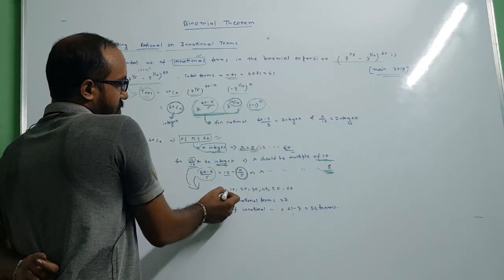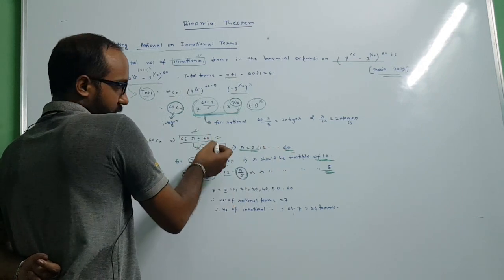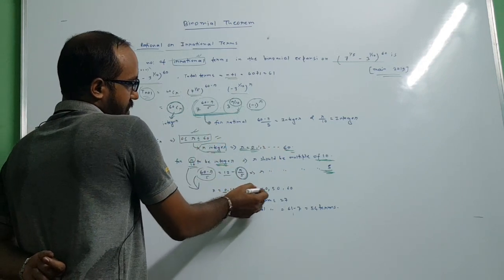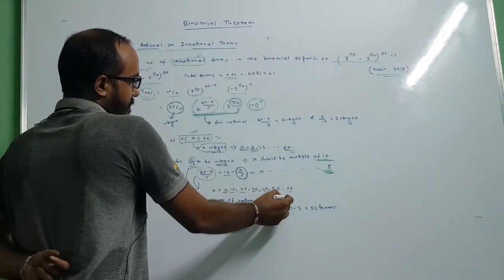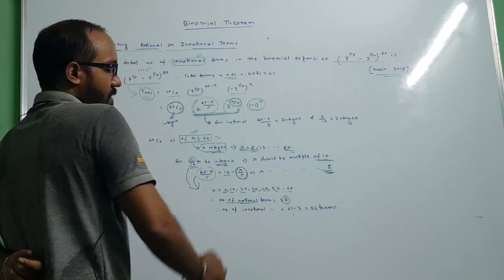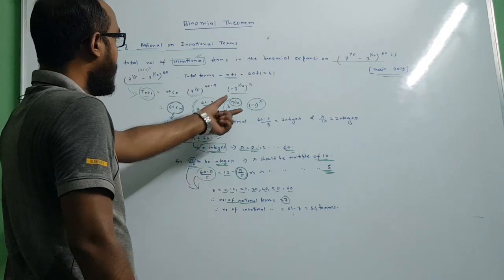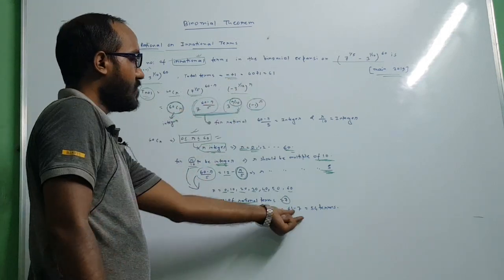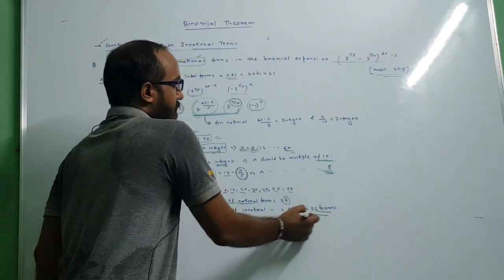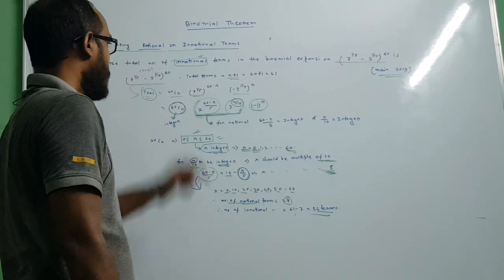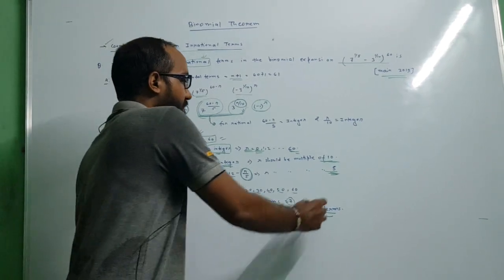So r can take value from 0 to 60. So 0, 10, 20, 30, 40, 50, 60. So only 7 values are for rational terms. So our total number of terms is 61. So 61 minus 7, that is 54 terms are irrational. So the answer is 54 terms.